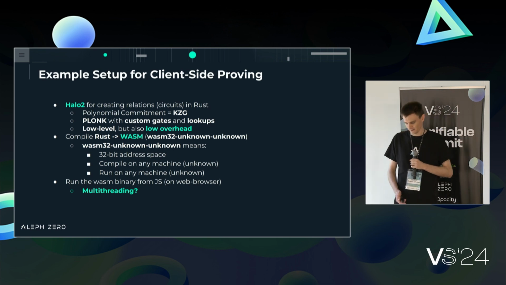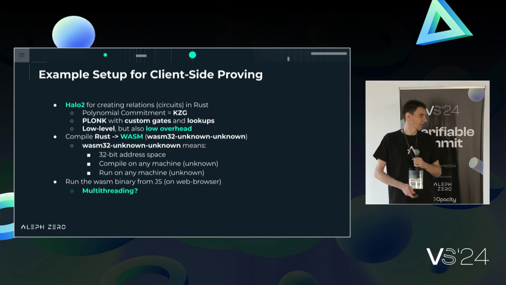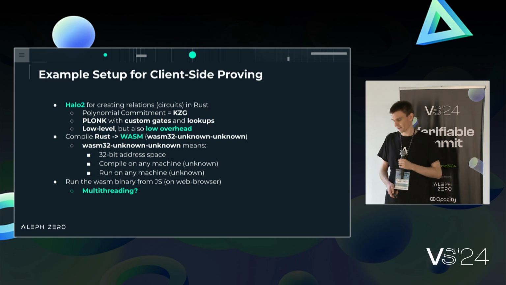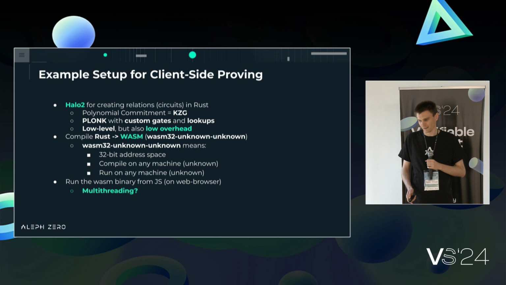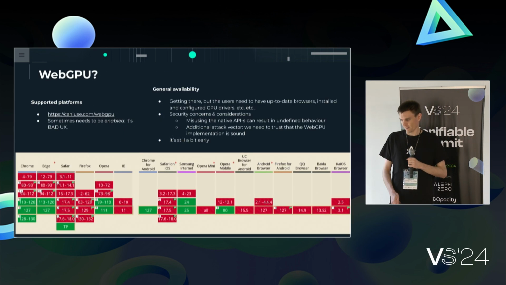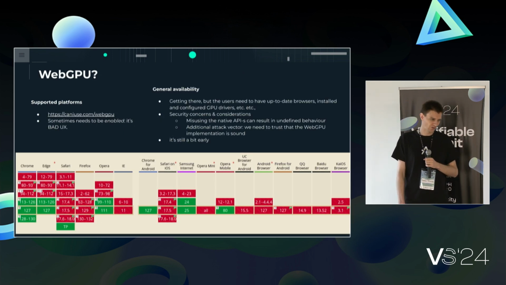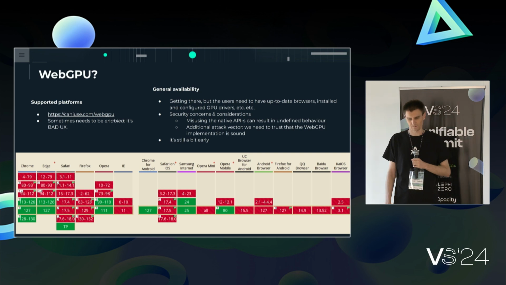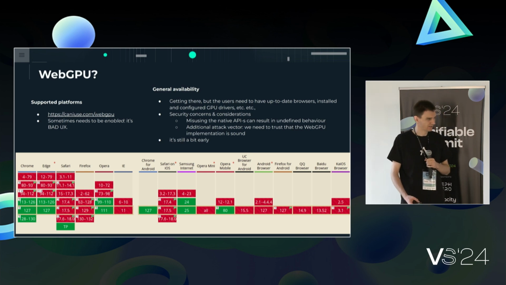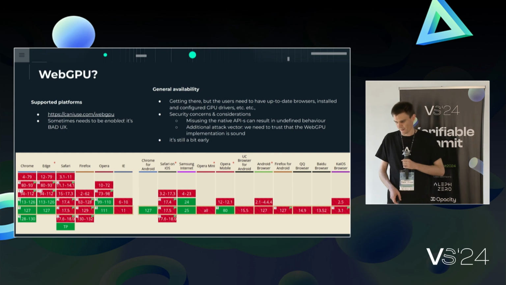So then, can we actually do some multi-threading for WASM? It's tricky. One idea would be to use WebGPU. This is kind of a standard, maybe not really a standard, but something that might become a standard soon for using GPUs in web browsers.